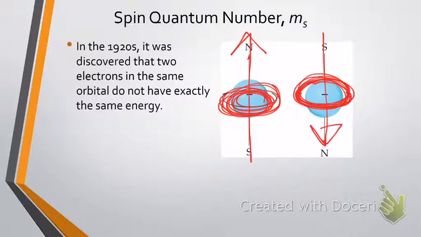And because of that, that's where the 4th quantum number comes into play. It's called the spin quantum number, and it's m sub s. And there are only 2 possible values for m sub s. It's either going to be negative 1/2 or positive 1/2.